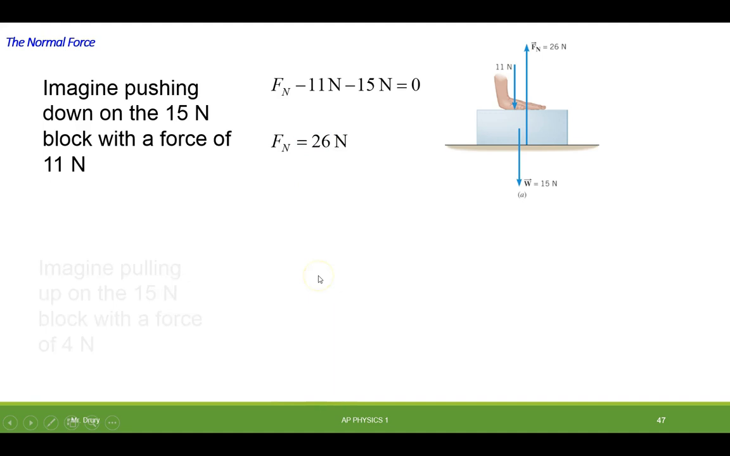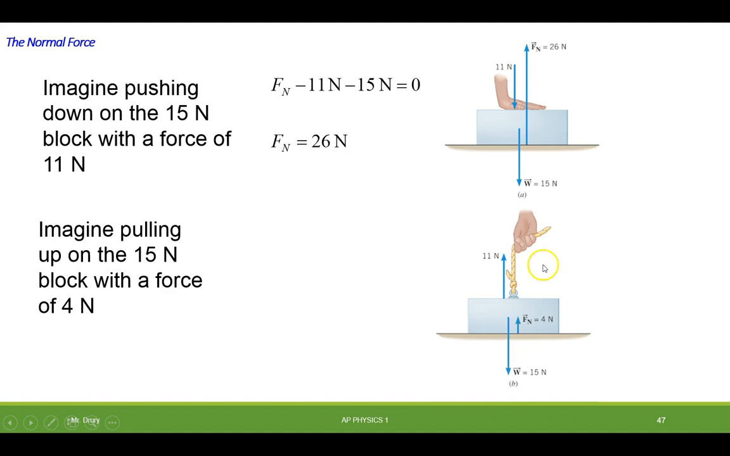Imagine pulling up on that block. The block still weighs 15, but you're pulling up with 11. The normal force is going to be less, as shown here. The normal force is pulling up, you are pulling up as well with 11, and the block is pushing down with 15. So therefore, the normal force is equal to 4 newtons. By the way, in both these cases, Newton's first law is apparent because the object isn't accelerating. It's at rest. So that's why all these forces have to equal 0.